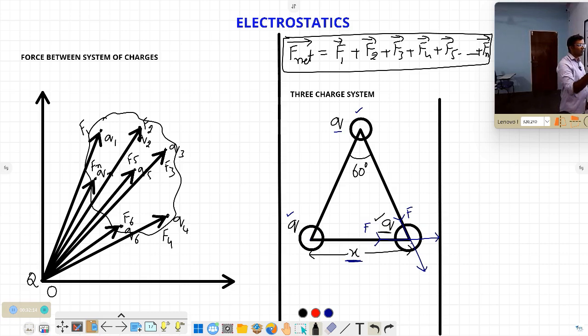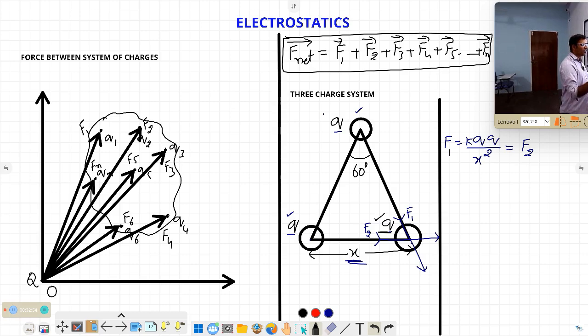So the force between the first charge and this one is F equal to 1 by 4 pi epsilon naught, which I am writing as a constant K, times Q into Q by the distance between them, X square. Similarly, the second one is the same. Otherwise, if you want to take them as different, take this as F1 and this as F2. F1 equals K Q square by X square, which equals F2. Both are the same because the magnitude of Q is the same and the distance X is also the same.